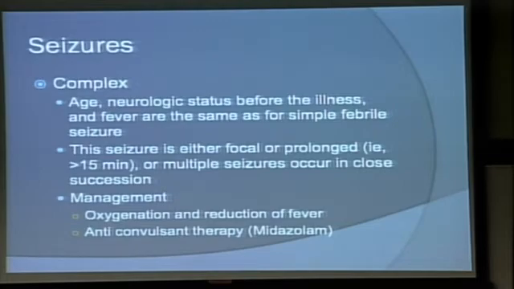Complex seizures. Age, neurologic status before the illness, and fever are the same as for the simple seizure. In other words, it's not a complex seizure if they have a seizure due to meningitis. That's meningitis. That's a complication of meningitis. So a complex seizure is either going to be focal or prolonged, more than 15 minutes, or multiple seizures occurring in close succession.